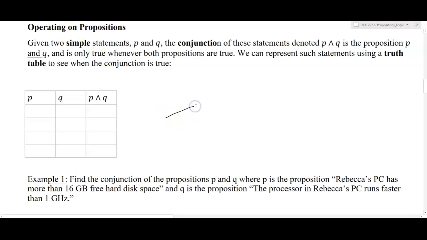we can say that P could either be true or false. And actually, instead of doing true or false, I'm going to do false and true. That's the same thing, but P could either be true or false. So this is statement P. And then if P is false, then Q could still either be false or true. If P is true, Q could still be false or true.